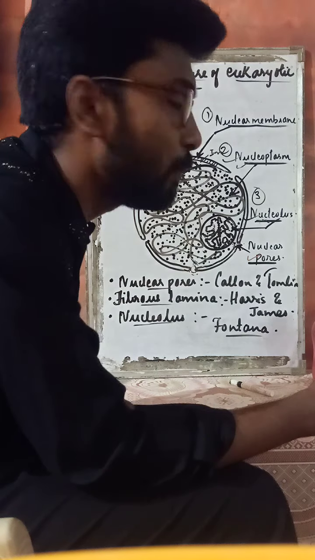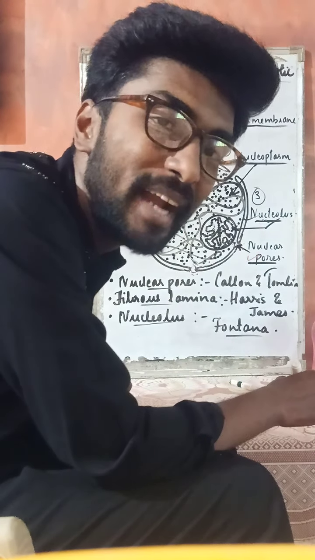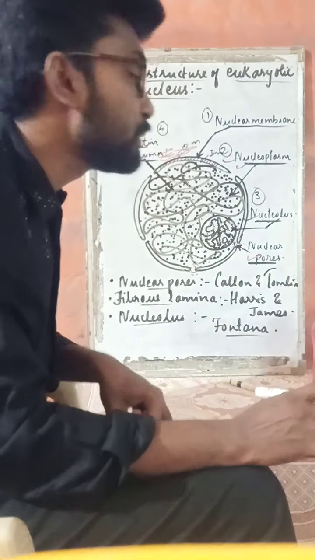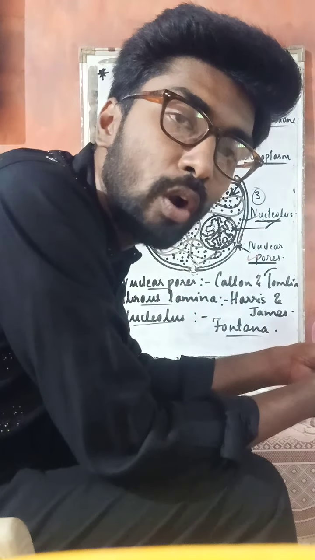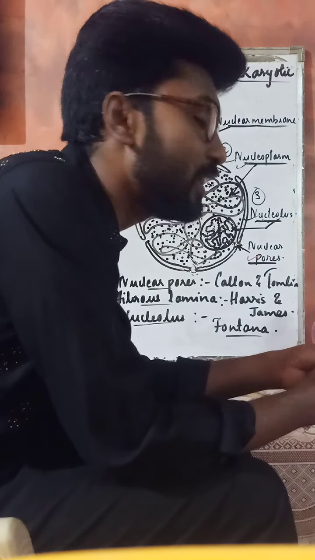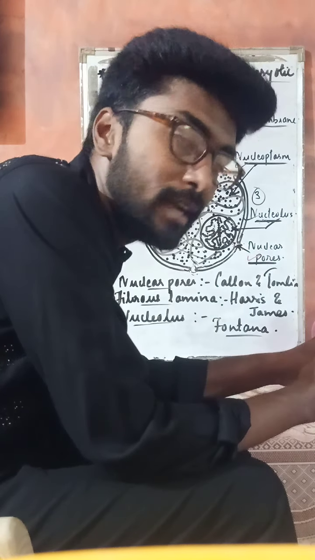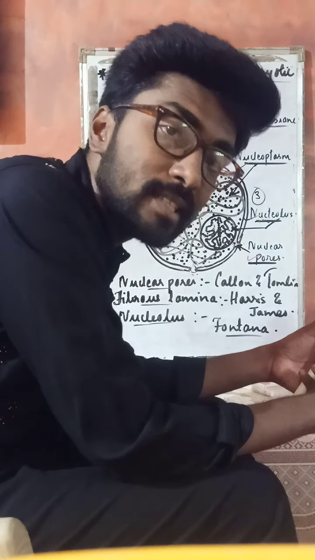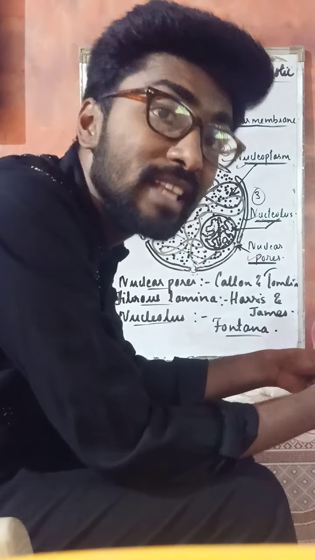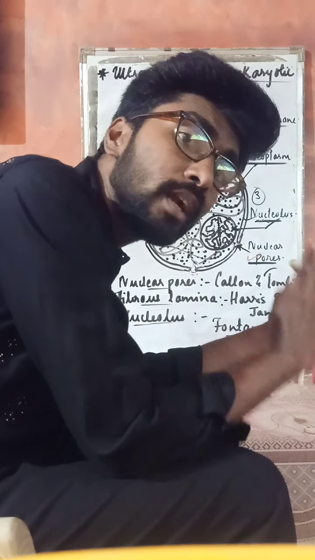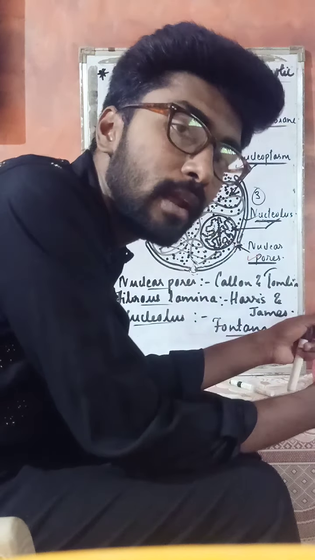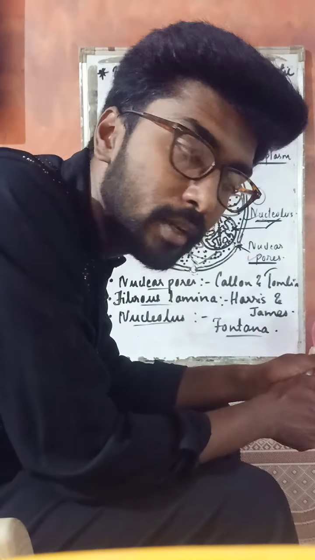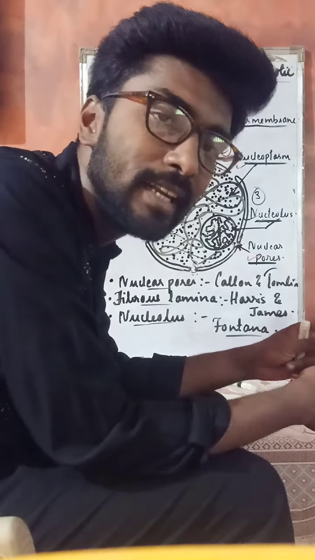Now on the basis of this chromatin reticulum, there are two different types of chromatin threads which are seen in the nucleus, right? First is called heterochromatin and second is called euchromatin, right? Euchromatin is a lightly stained chromatin, and heterochromatin is a darkly stained chromatin. Euchromatin contains a large amount of DNA and a less amount of RNA, but heterochromatin contains a larger amount of RNA and a lesser amount of DNA. That is all about heterochromatin, the darkly stained chromatin, and euchromatin, the lightly stained chromatin.